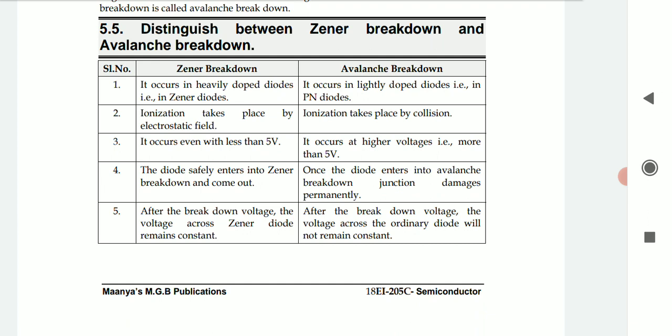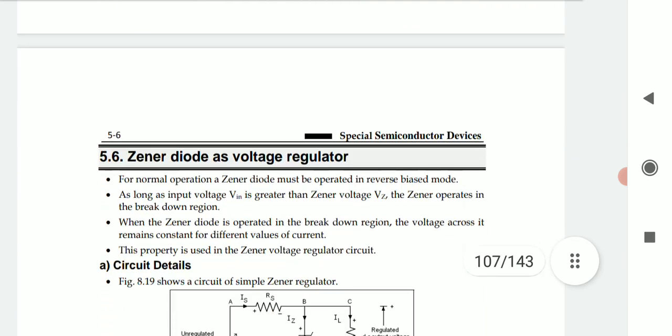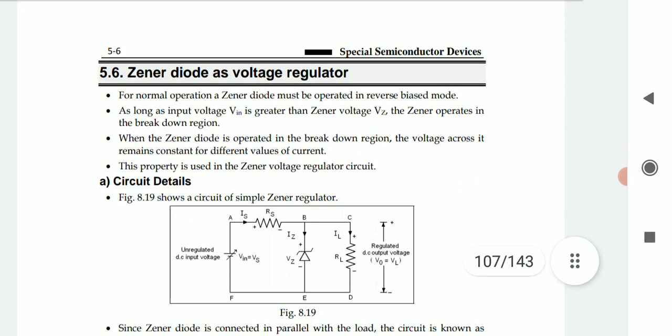The diode safely enters into Zener breakdown and comes out, whereas once the diode enters avalanche breakdown, the junction is damaged permanently. After the breakdown voltage, the voltage across the Zener diode remains constant, whereas in the PN junction diode, that is avalanche breakdown, the voltage across the ordinary diode will not remain constant, it may vary. These are some of the differences between avalanche and Zener breakdowns.